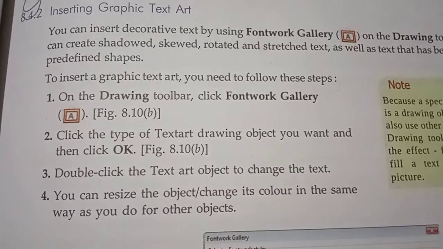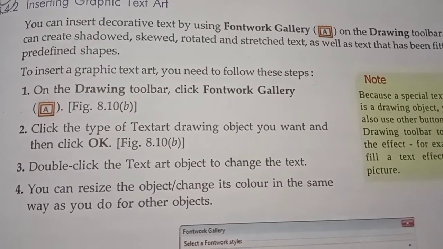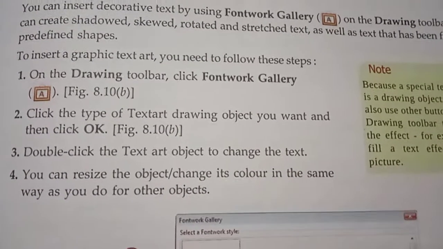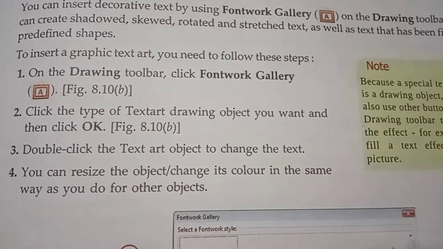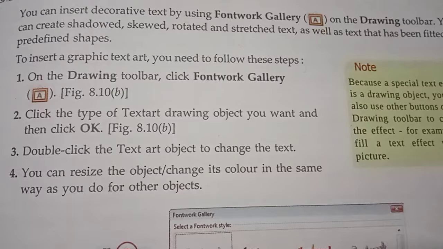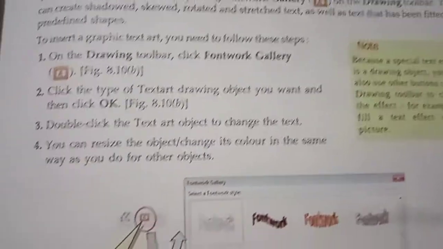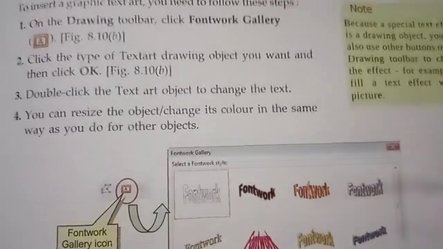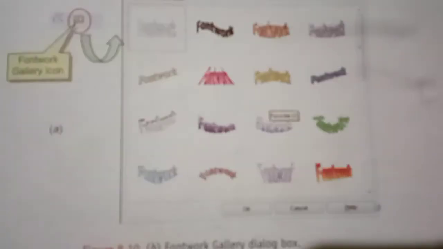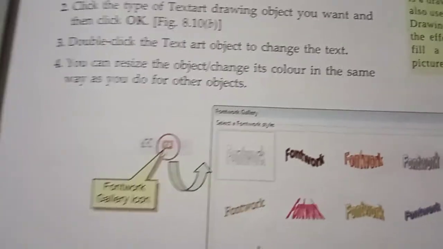Then how to insert graphic text? First we need to click the font work gallery. One A symbol is there, inside one rectangular box. That A represents art. So from the drawing toolbar just click there. This is the icon A. If you click that icon, you can see this type of dialog box. Then click the text drawing object you want, then click OK. So from here you can select one, then click OK.